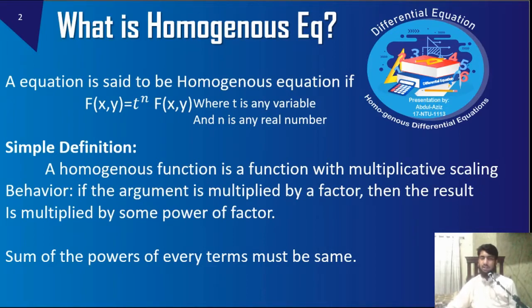Before discussing the homogeneous differential equation, I would like to discuss a little bit from the basic portion: what is a homogeneous equation? An equation is said to be a homogeneous equation if f of t x, t y is equal to t to the power n multiplied by f of x y, where t is any variable and n is any real number.